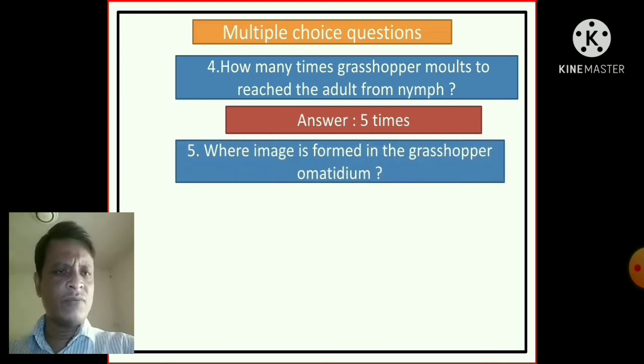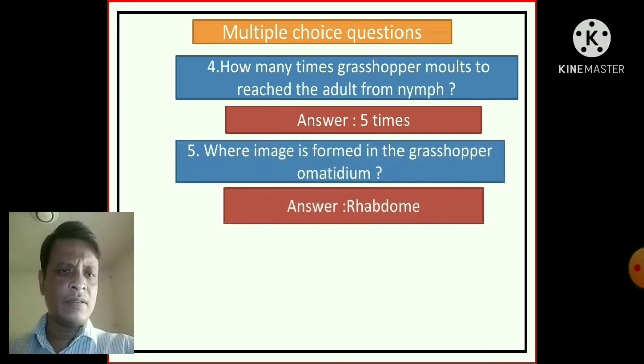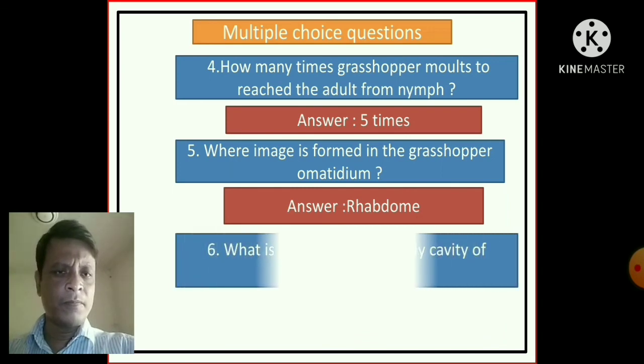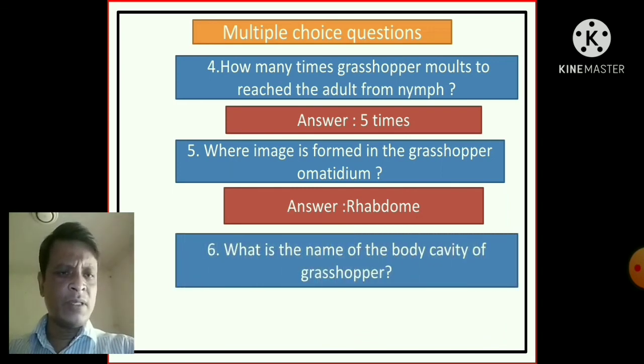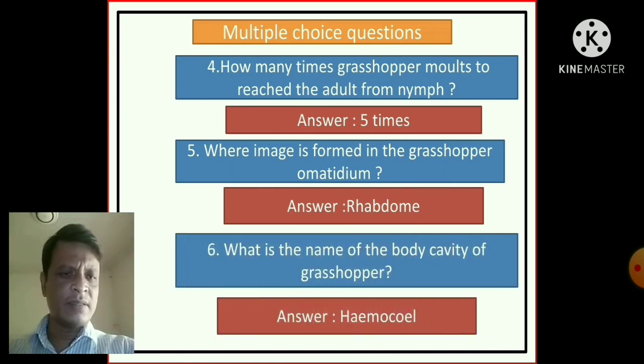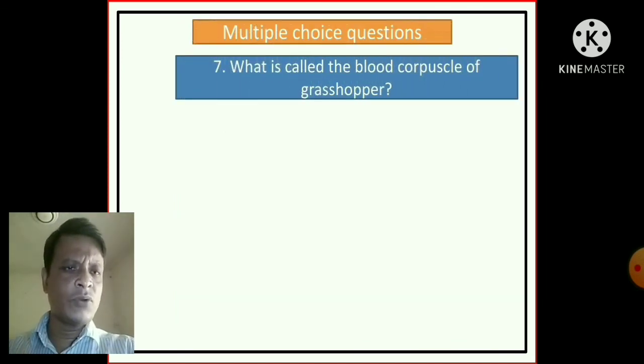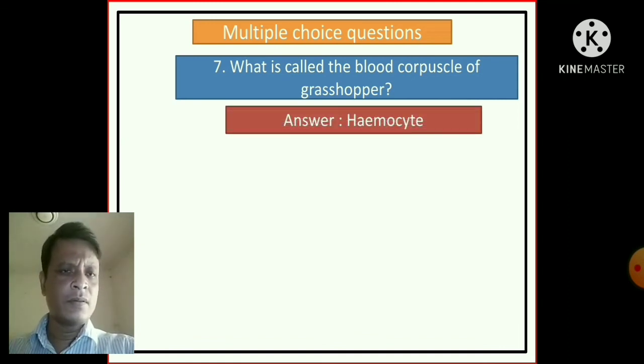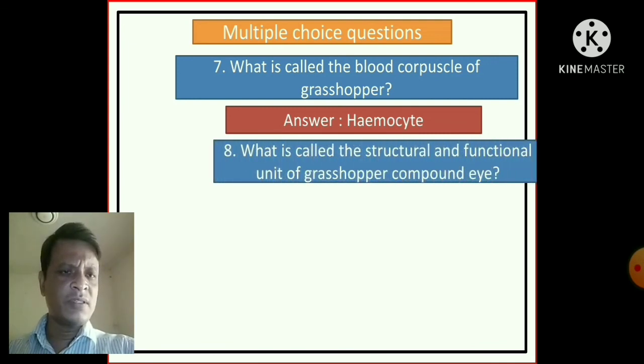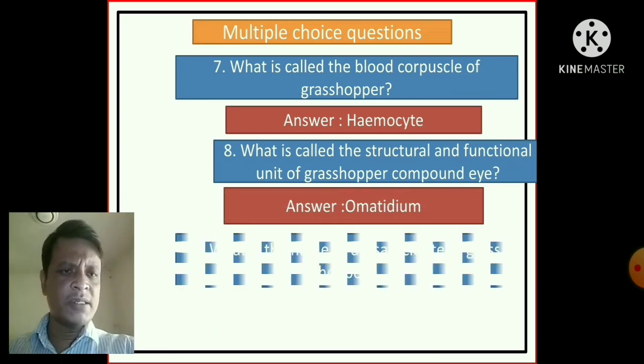Number five, where is the image actually formed in the grasshopper ommatidia? The right answer is rhabdom. Rhabdom is the place where the grasshopper image is actually formed. Number six, what is the name of the body cavity of the grasshopper? The right answer is hemocoel. Number 7, what is called the blood corpuscle of the grasshopper? The right answer is hemocyte. Number eight, what is called the structural functional unit of the grasshopper compound eye? The right answer is ommatidium.